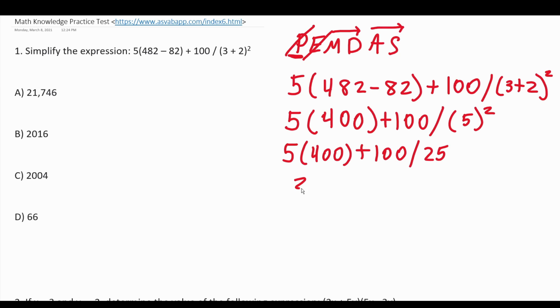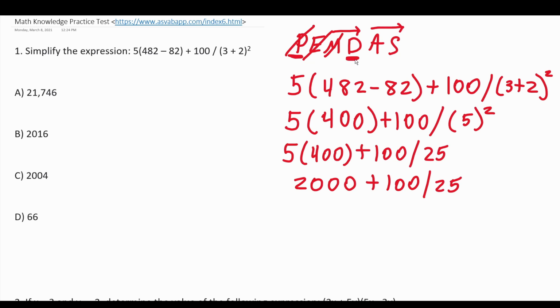5 times 4 would be 20, and just tack on those 2 extra zeros. So 5 times 400 is 2,000. We have plus 100 divided by 25. And as you can see, we now have two operations left in our expression, notably addition and division.